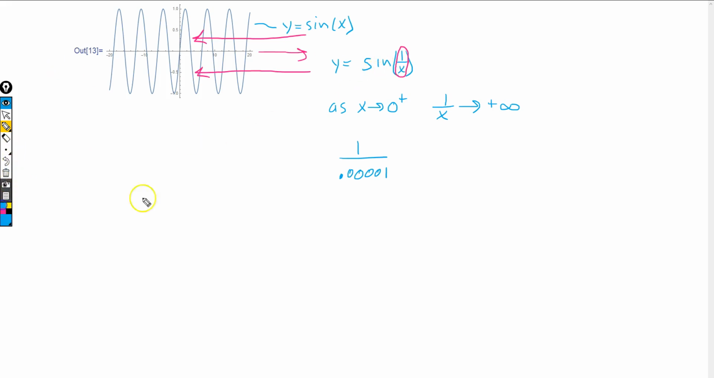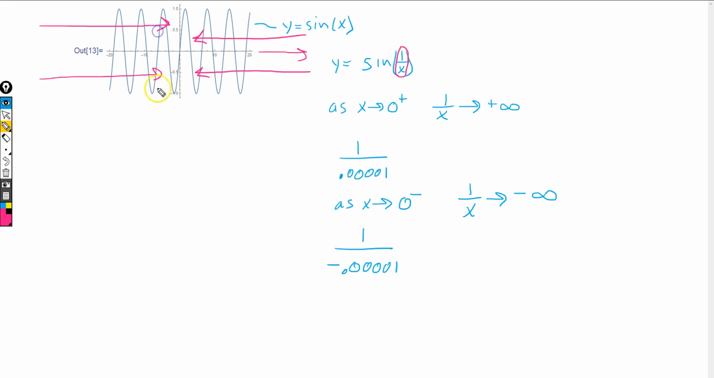As x approaches 0 from the left, 1 over x is going to be approaching negative infinity. These numbers are going to be very large negative numbers. Just try that on your calculator. Look at 1 divided by negative 0.00001. Evaluate that on your calculator. That's a very, very large negative number. So the values inside the parentheses in the sine function, as x is approaching 0 from the left, are approaching negative infinity. So basically you're taking all the oscillations out here and smashing them down towards the origin on the other side. And that's why you get the infinite number of oscillations occurring near the origin for this function.